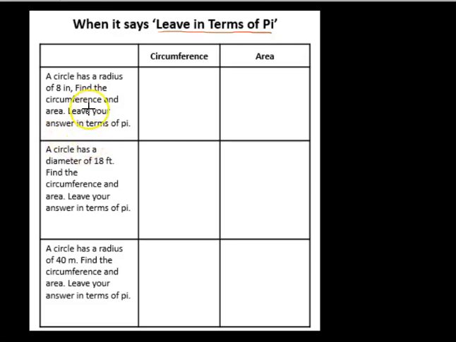All right, so it says a circle has a radius of 8 inches. Find the circumference and area. Leave your answer in terms of pi. So circumference equals pi times diameter. If my radius is 8, then my diameter would be 2 times the radius, or 2 times 8, which would give me 16 inches.